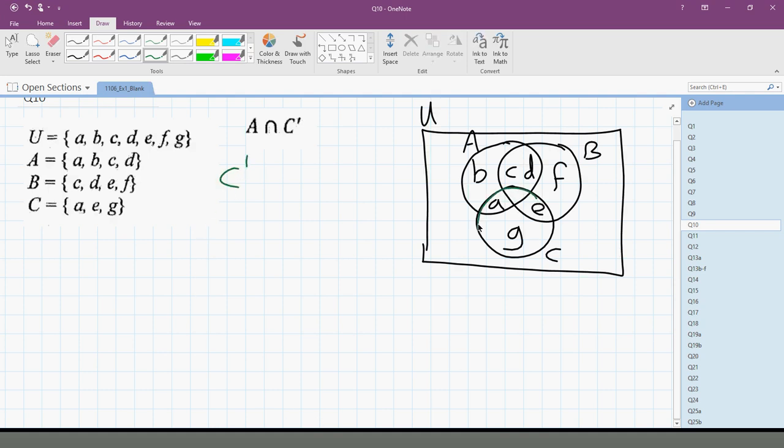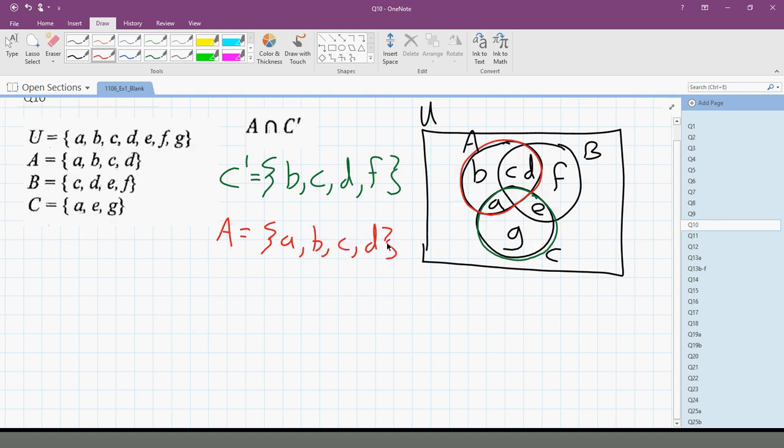So, here is C. I need everybody that's not in that. There we go. B, C, D, F. And then the intersection between that and A. So I'm going to go ahead and write out what A is. So that's my circle right up here. So A is A, B, C, D. So what is in common between these two? A intersect C complement. There you go. B, C, D. Perfect.